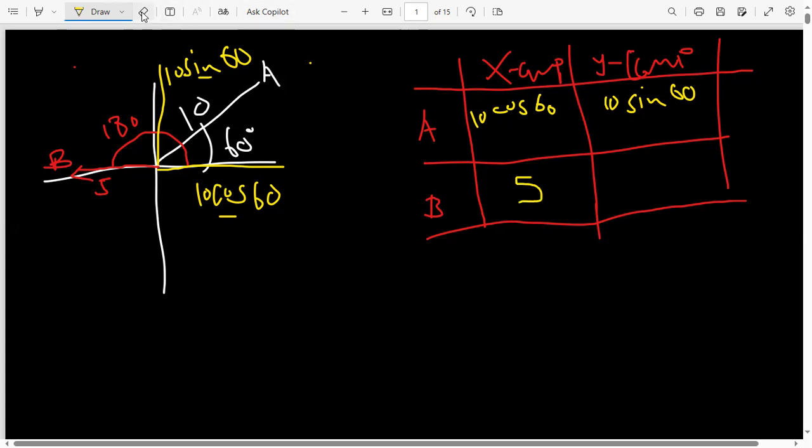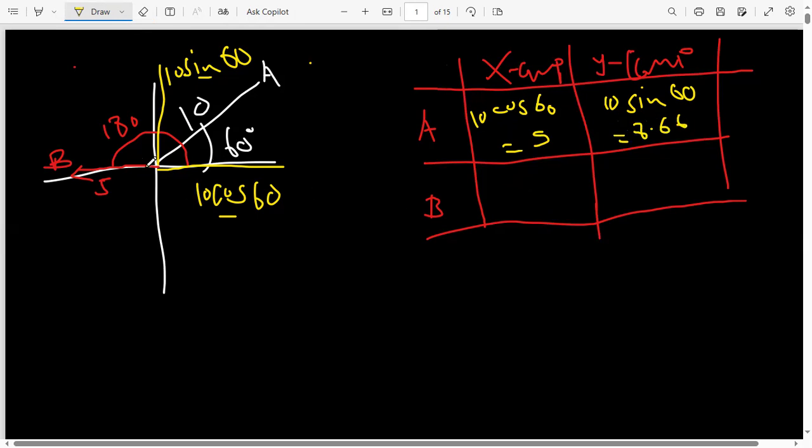Oh, why am I writing 5 there? Okay, so that's 10 cos 60, it gives me 5 here. So this here will be equal to 5. And then what about 10 sine 60? So 10 sine 60 gives me 8.66. So I'm going to write 0.866 there. Okay, and then for the b, we do the same.